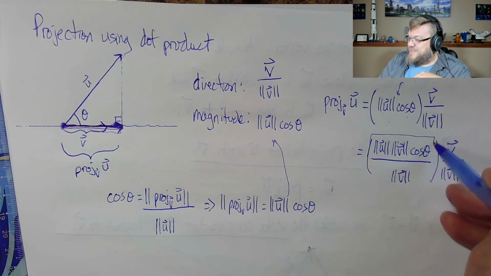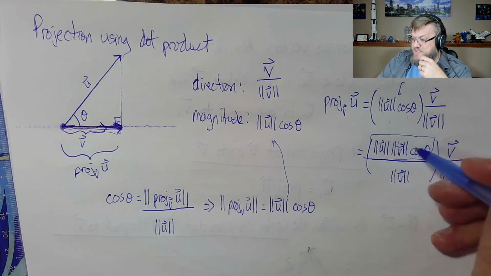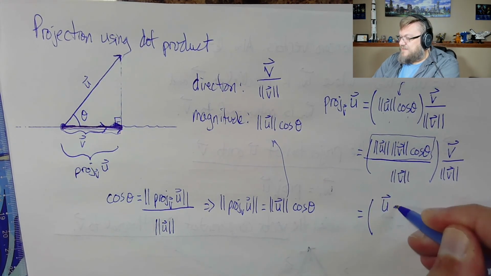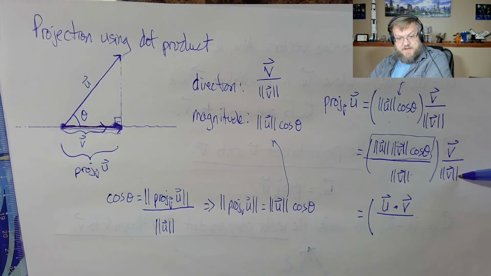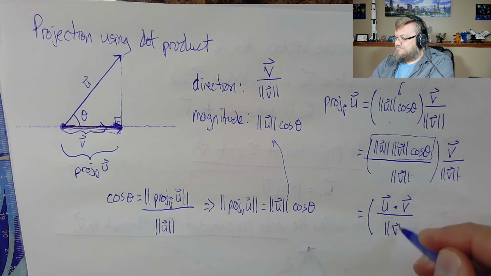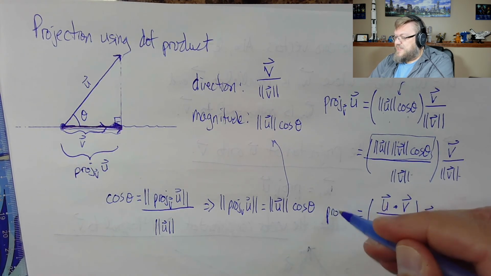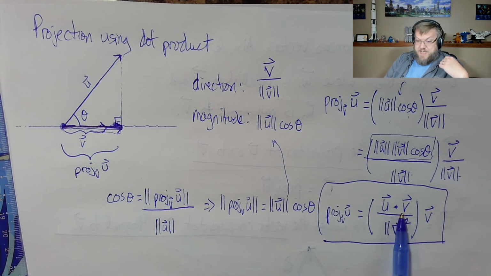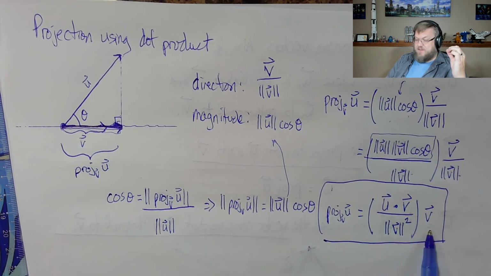Because now look at this. Our dot product showed up. This is the definition of dot product. This is u dot v. And so I end up getting this formula. U dot v upstairs divided by magnitude of v times magnitude of v, so that's squared, times the vector v. Here is a nice formula for the projection vector, right here. The projection vector is u dot v divided by the magnitude of v squared. That's the scaling you provide to vector v.